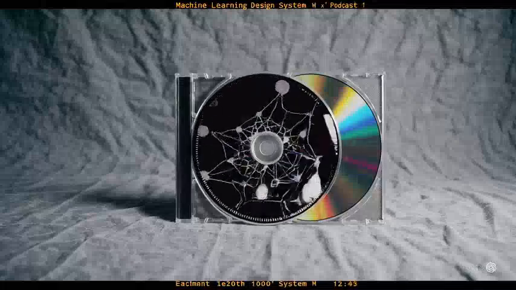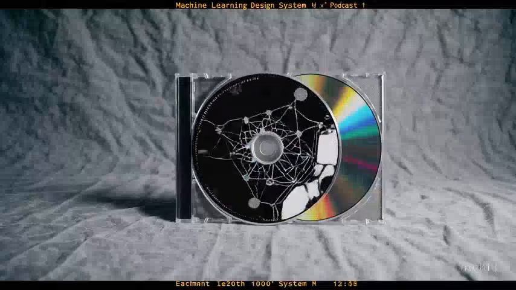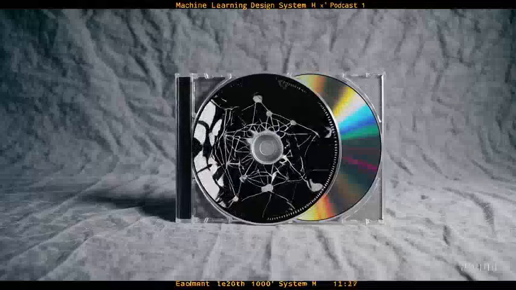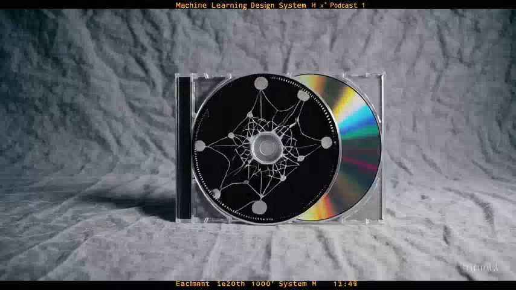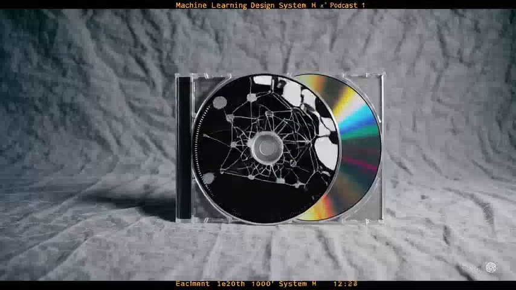So, this book talks about models and frameworks. What's the difference? Well, a model is like the core algorithm that learns from data.